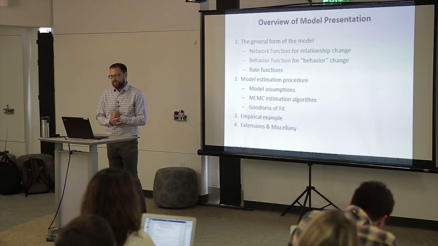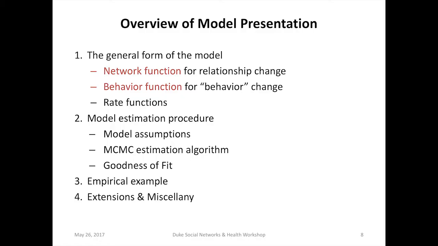All right, so the rest of the lecture part of this morning is going to focus, first of all, on what a Siena model looks like. We have two explicit functions that relate to the previous slide. We're estimating a network function, which is in many ways a separate model from a behavior function. They're two models that are estimated jointly with effects between the two. So this is where we're going to spend the majority of the time, understanding what a network function looks like and what a behavior function looks like.